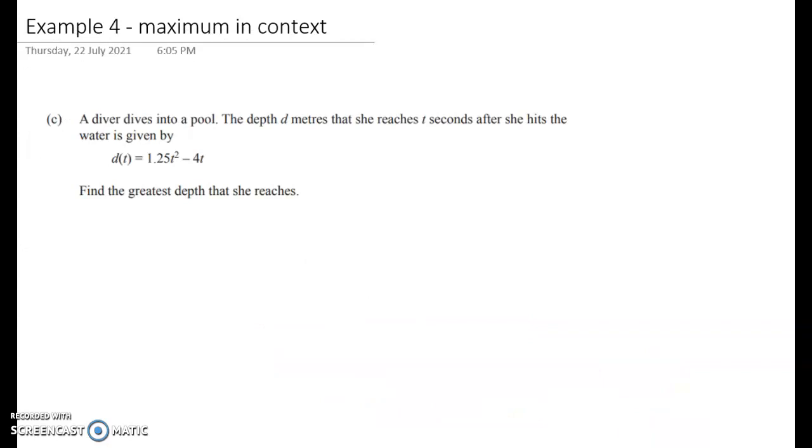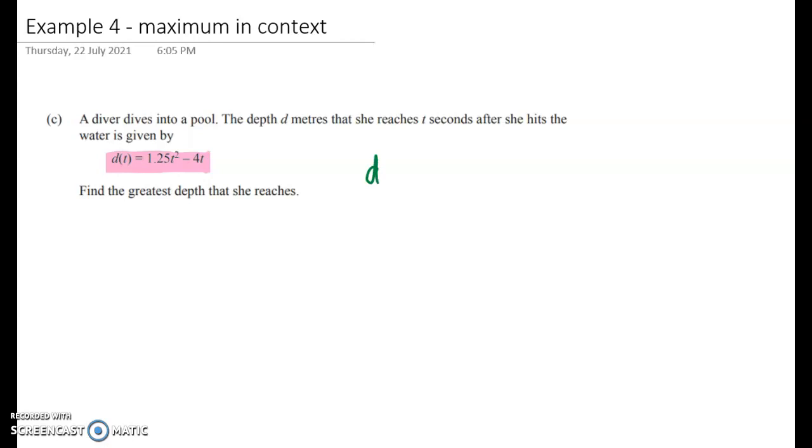So in this one, a diver dives into a pool, and this is the depth that she reaches 2 seconds after she hits the water. And so you'd expect we're going to come out with negative numbers in here, and we do. So we have to find the greatest depth that she reaches. Now, what it doesn't say here is using calculus, but it says that for the whole paper. So I know that some of you will be going, well, we can do this using our graphing knowledge, right?